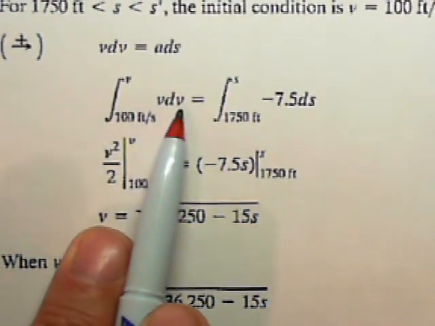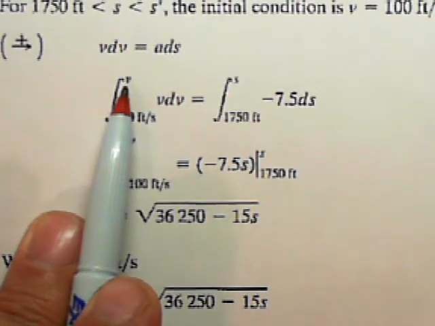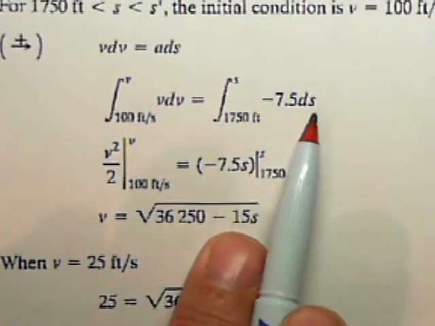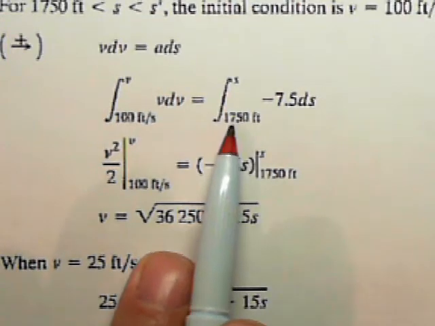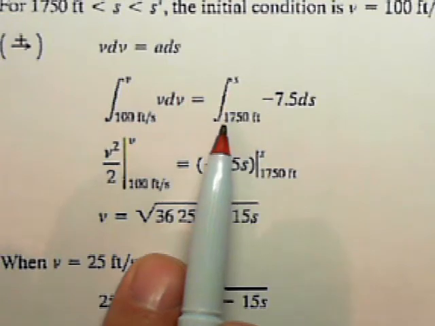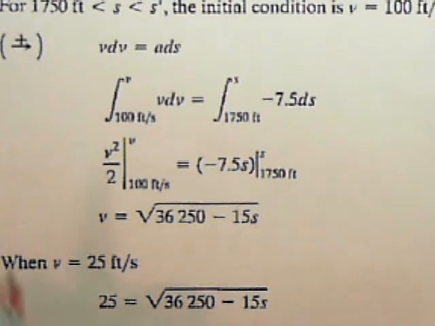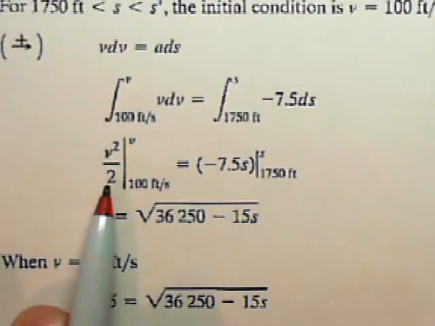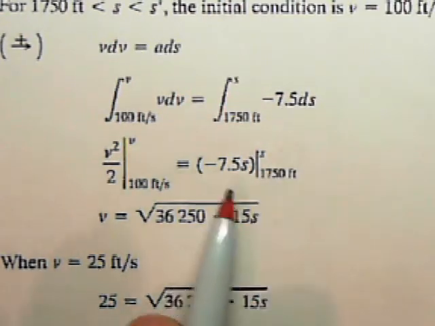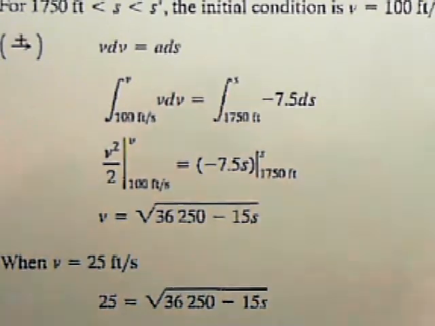Again, we'll have v dv on this side with a starting velocity of 100 in this region, integrating to an indefinite v. And our minus 7.5 is the value of a times ds. And at the point where v equals 100 feet per second, that was our position of 1750, integrating to an indefinite s. Integrating v dv gives us v squared over 2 with our limits. Integrating minus 7.5 ds gives us minus 7.5 s with our limits.